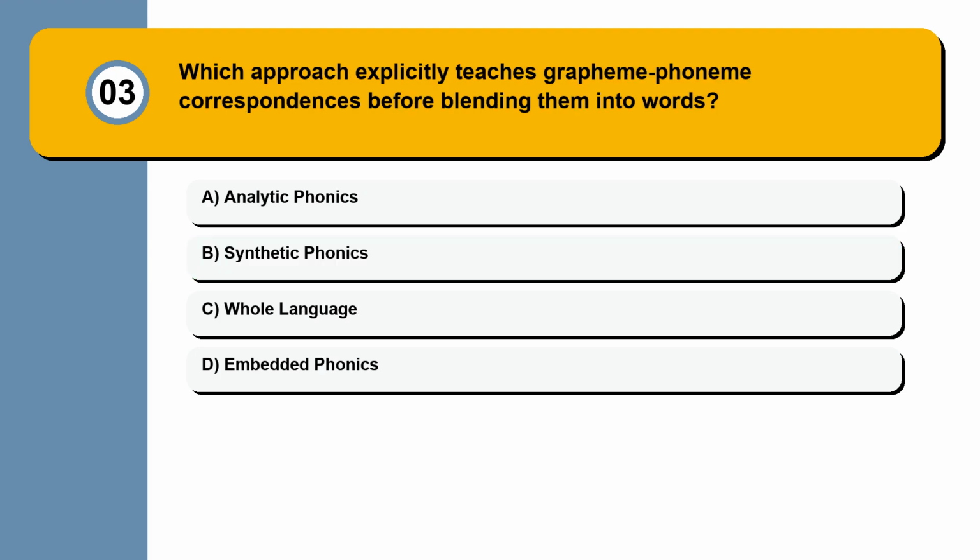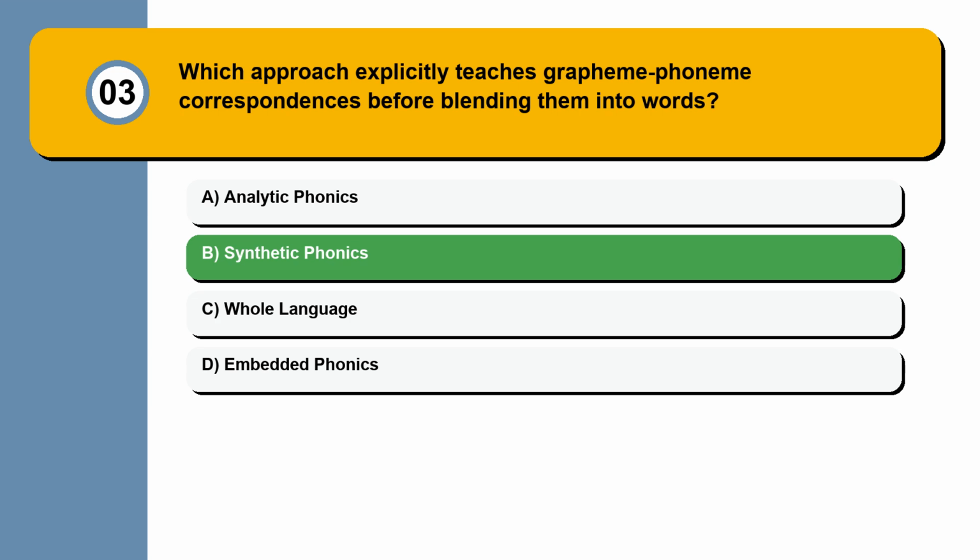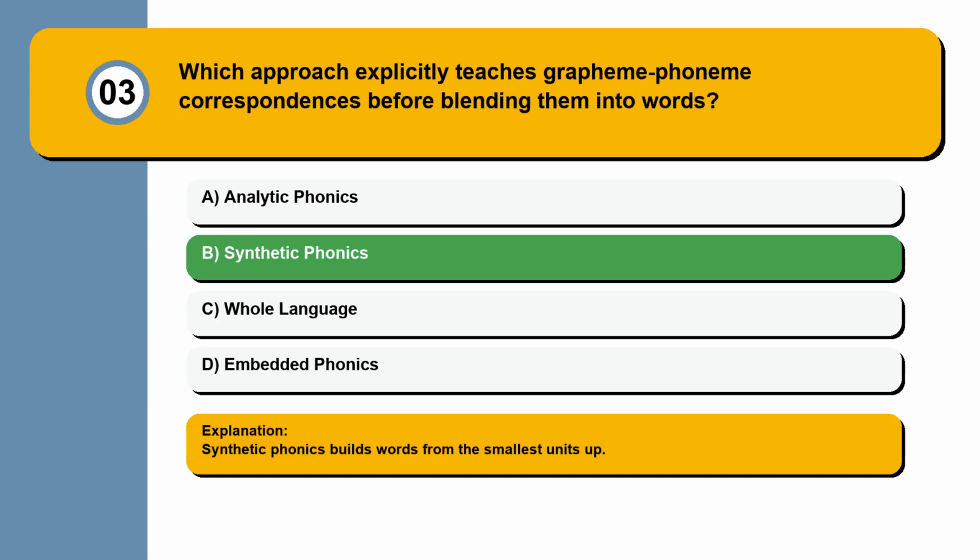Question 3. Which approach explicitly teaches grapheme-phoneme correspondences before blending them into words? Analytic phonics, synthetic phonics, whole language, embedded phonics. Synthetic phonics builds words from the smallest units up.